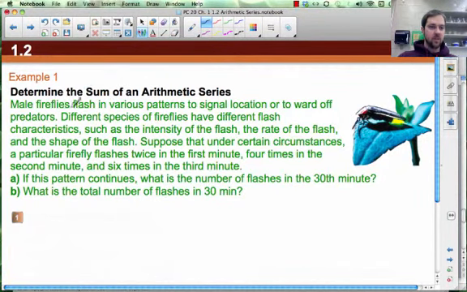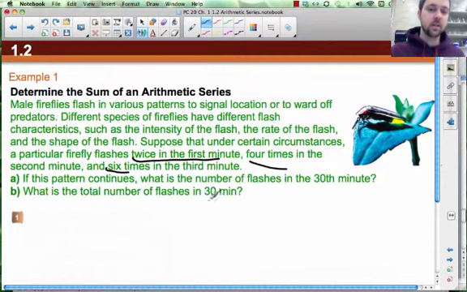So here we'll do an example together. Male fireflies flash in various patterns. Suppose that under certain circumstances, a particular firefly flashes twice in the first minute, 4 times in the second minute, and 6 times in the third minute. If this pattern continues, what is the number of flashes in the 30th minute?